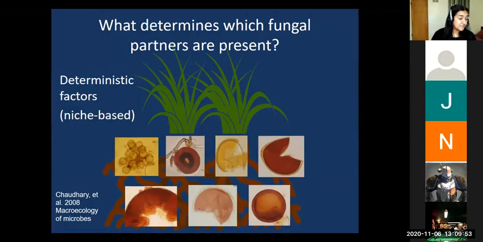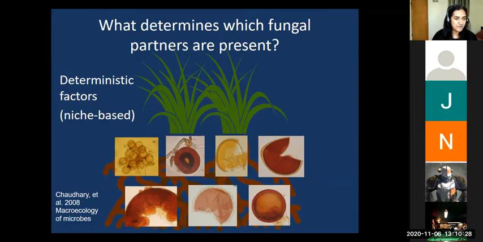The relationship between plants and fungi also depends on which fungal partners are present. So in this cartoon, you see two different plant individuals growing, and they're often found in association with lots of different mycorrhizal fungal species. And so which fungal species are present will really determine how much benefit is conferred to the plant.